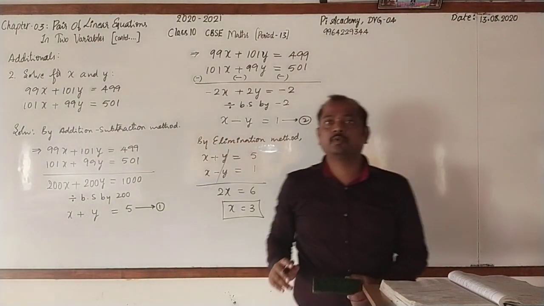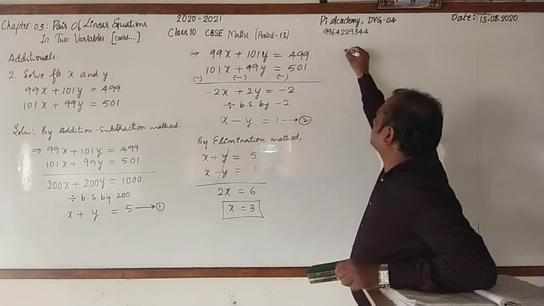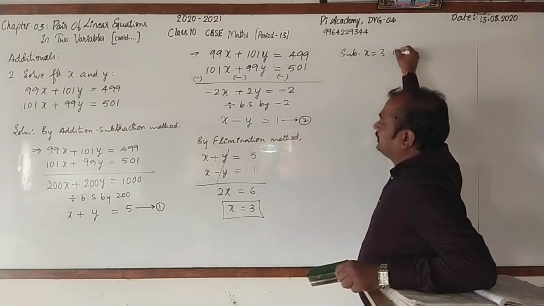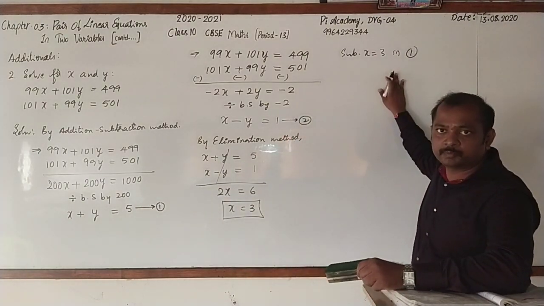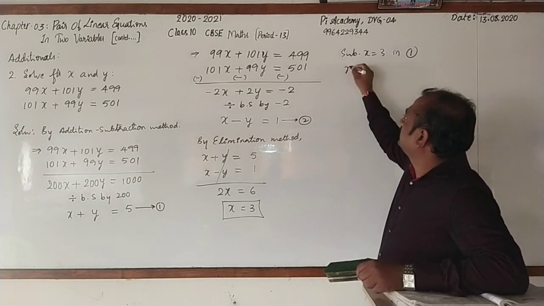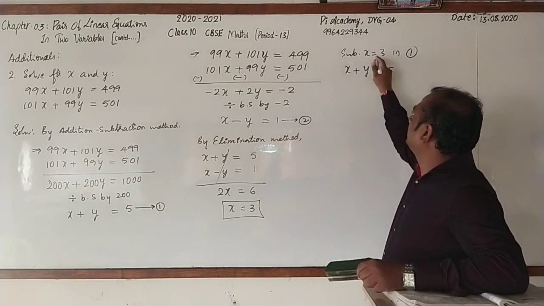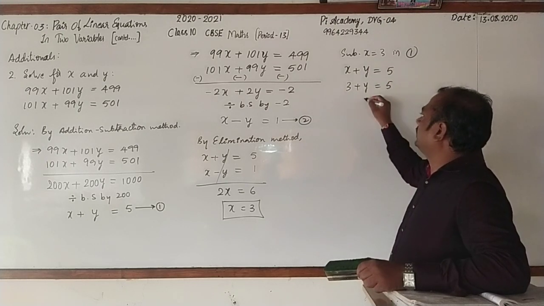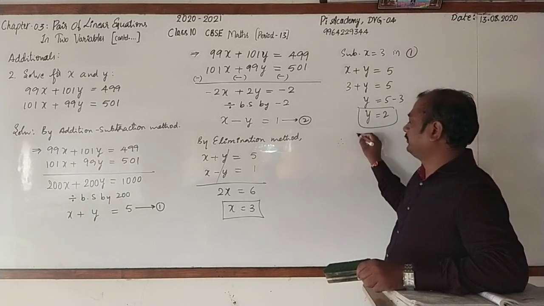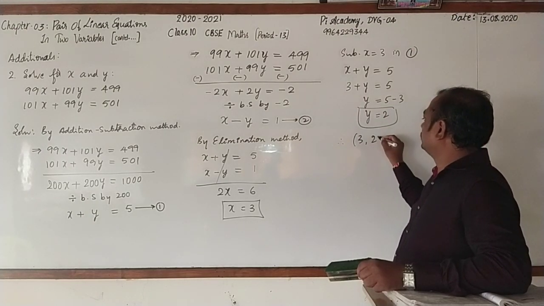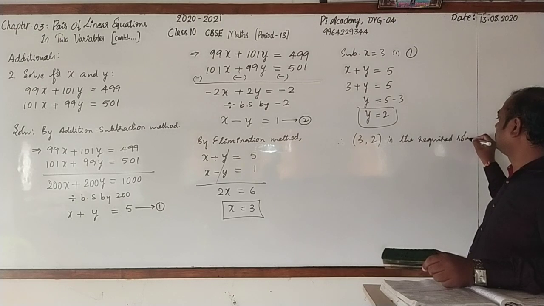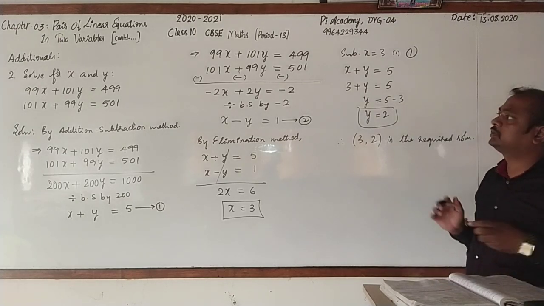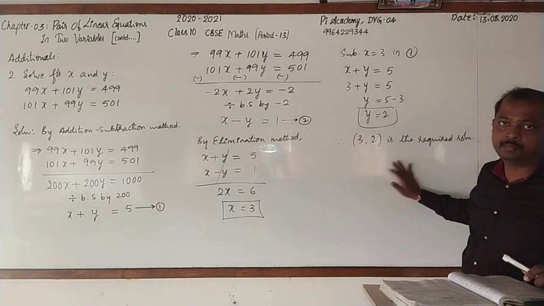Next we have to find the value of y. How do you go about it? Yes, by substituting x equal to 3 in any one of the two equations. I take the first one. I have written up to here. Yes, continue: equation 1 is x plus y equal to 5, where x is 3, so 3 plus y is equal to 5, y is equal to 5 minus 3, y equals 2. Therefore, (3, 2) is the required solution. Clear? Hope that you have understood. Yes, please go for copying.